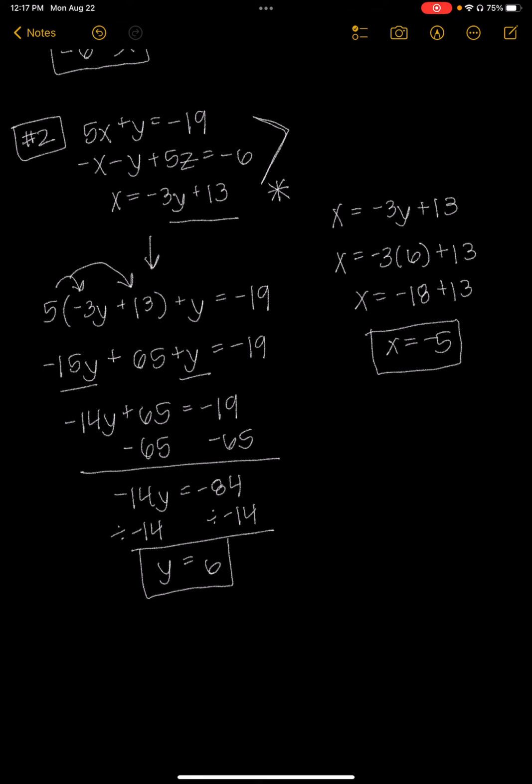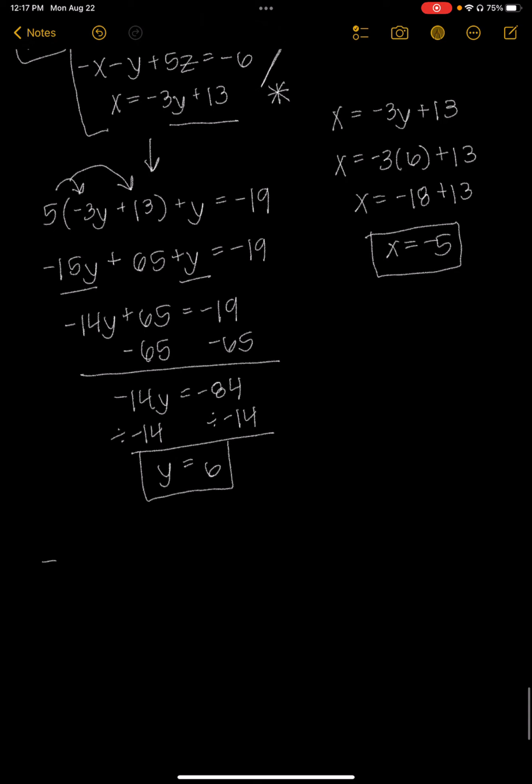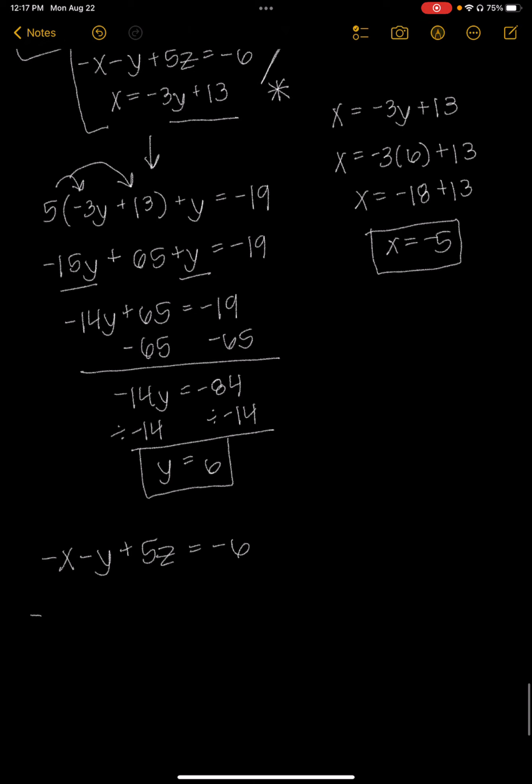If you go back to the original equations, which are right here, there's only one equation with a z in it. So we're going to use that middle equation because it's the only one with a z in it. I'm going to just write it down here. Negative x minus y plus 5z is equal to negative 6. And I'm going to replace the x and the y with what I know they are. So I'm going to have negative 5 minus 6 plus 5z equals negative 6.